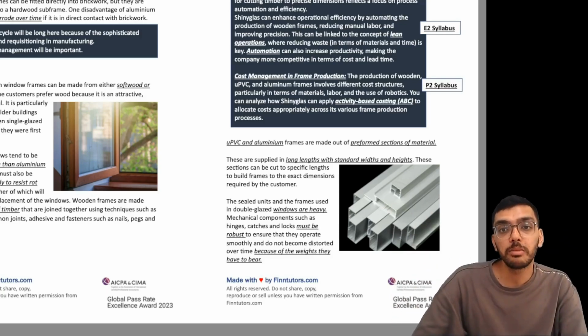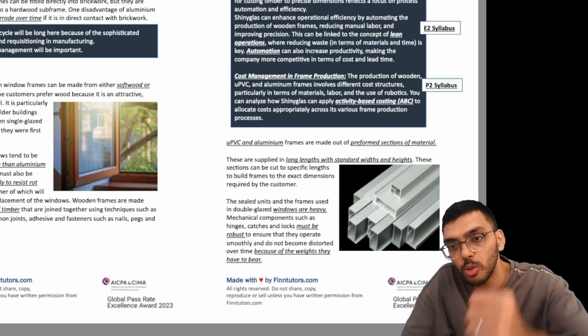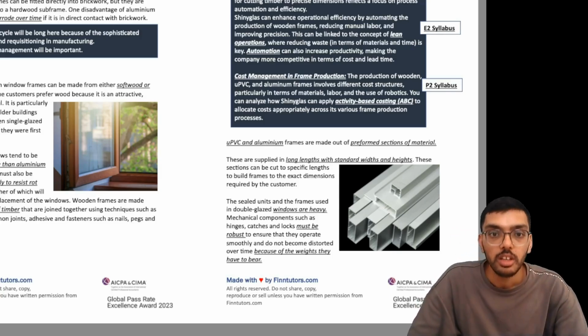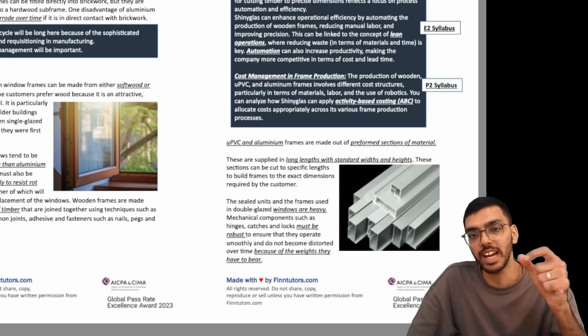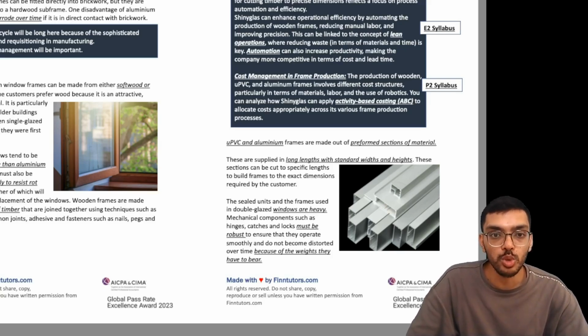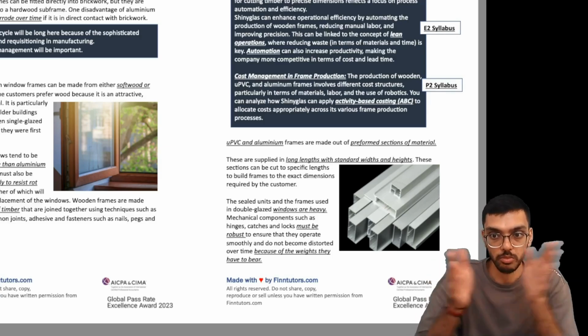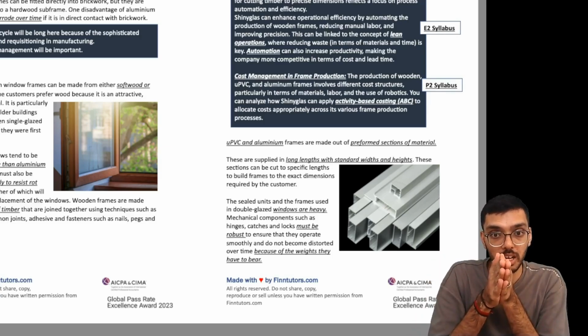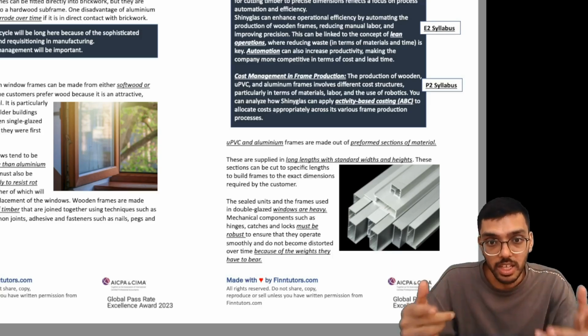UPVC and aluminum frames are made out of preferred sections of the material. These are supplied in long lengths with standard widths and heights, like you can see in the image here. These sections can be cut to specific lengths to build the frames to your exact dimensions. The sealed units and the frames used in double glazed windows are heavy. So because you will have the glass, two glasses combined to make the double glazed, then the frame is heavy.